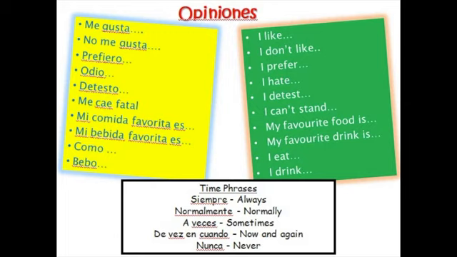Now if you just want to say I eat or I drink, it's como and bebo, from the verbs comer and beber. And then underneath we've also got some time phrases that could extend your writing also. So, siempre, always, normalmente, normally, a veces, sometimes, de vez en cuando, now and again, nunca, never. So, any of those now that you didn't know, pause the video here, make a note of them, please.